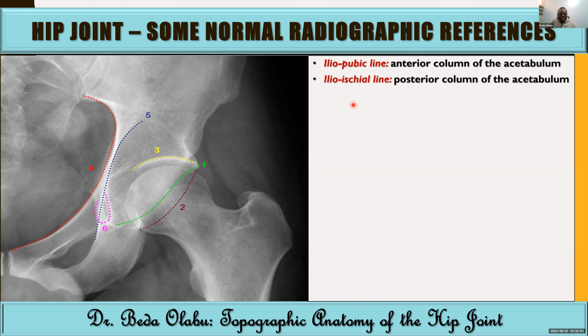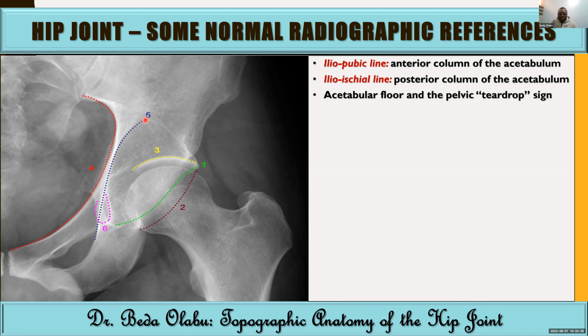Then we have the ilioischial line. This is the ilioischial line, again extending from the ilium all the way, then going to the ischium there, the one labeled 5. It represents the posterior column of the acetabulum. Remember, this is an AP view of the hip joint, and so things are superimposed. But those are the radiological reference lines.